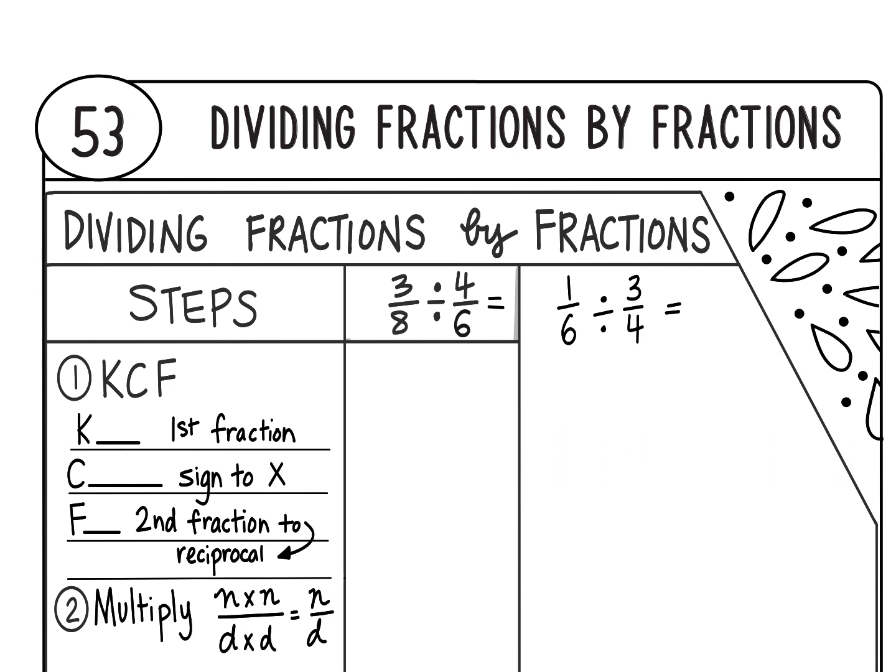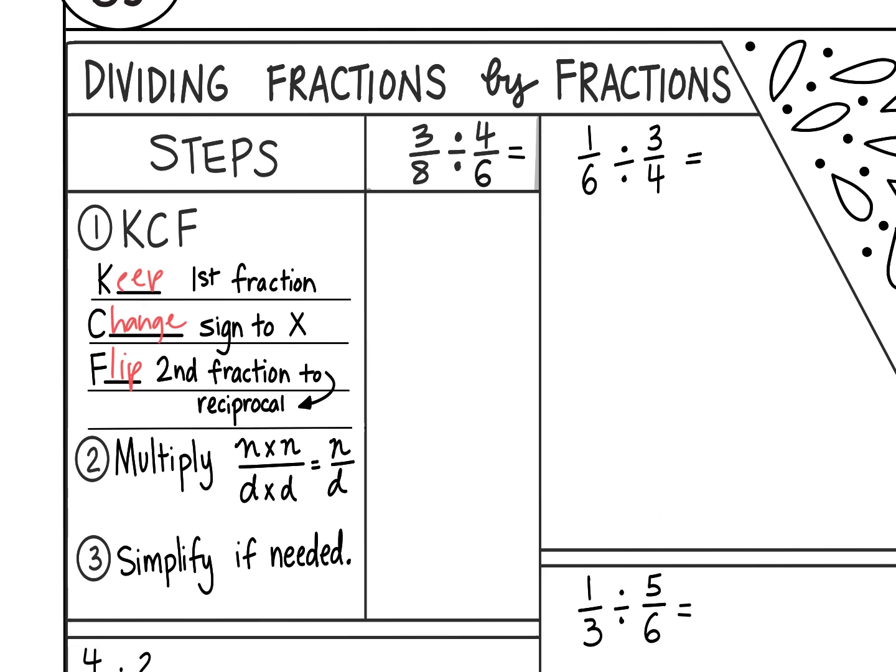So fractions by fractions, there's really not anything extra that you have to do other than our rule, which yesterday we learned: keep the first fraction, change the sign to multiply, and then flip the second fraction to its reciprocal. Then you multiply straight across and simplify if needed. Okay, so we're going to do a couple of example problems together, breaking it down.